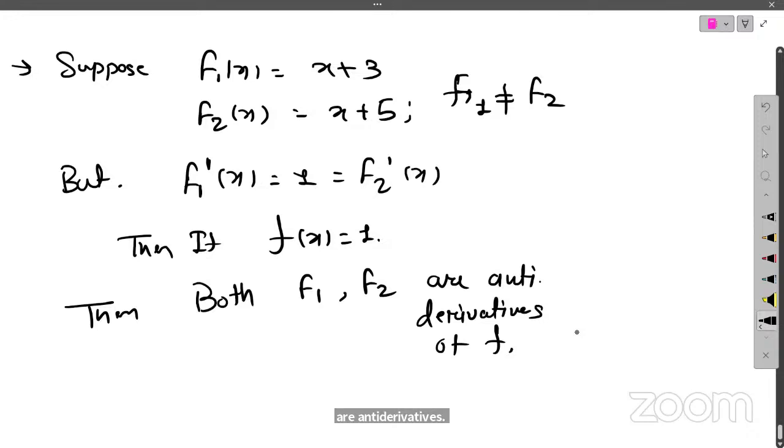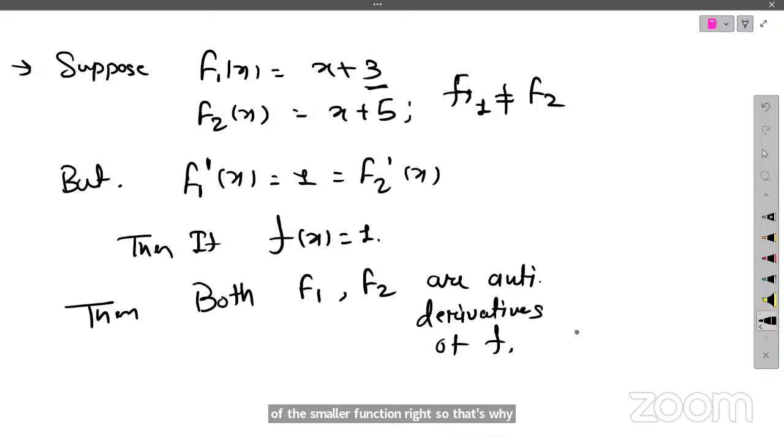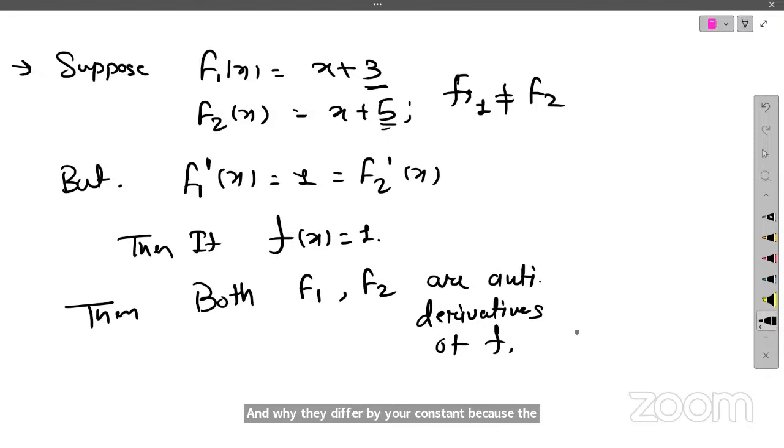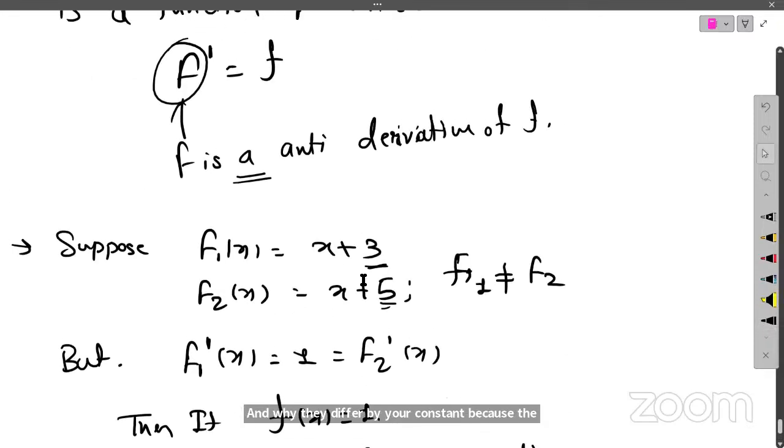So that's why antiderivative is not unique, but they only differ by a constant. So here you observe that the constant is different. And why they differ by a constant? Because the derivative of any constant will become 0. So that's the fact here. If someone asks you whether antiderivatives are unique or not, they are not unique, but they only differ by a constant term. Okay, is that fine?